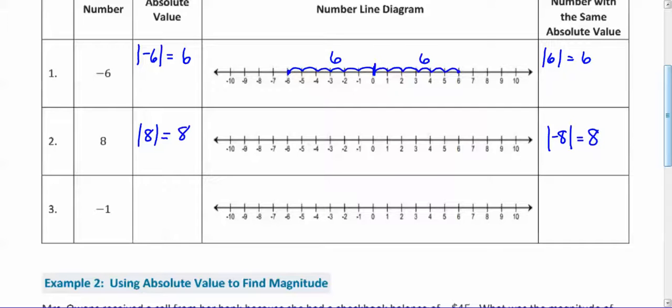Okay, so we're going to start at 0. Let's go to 8 first. So here's 8. Boom, boom, boom, boom, boom, boom, boom, boom. That's 8 jumps. And we're going to go the opposite way now to -8. And we'll see that this is also 8 jumps. 1, 2, 3, 4, 5, 6, 7, 8.